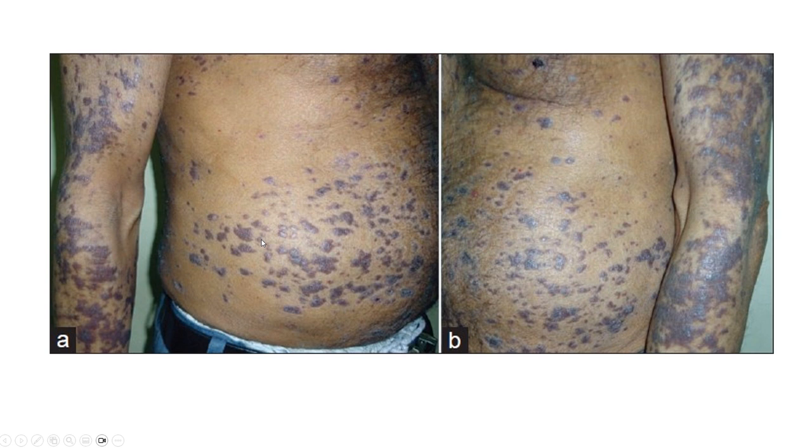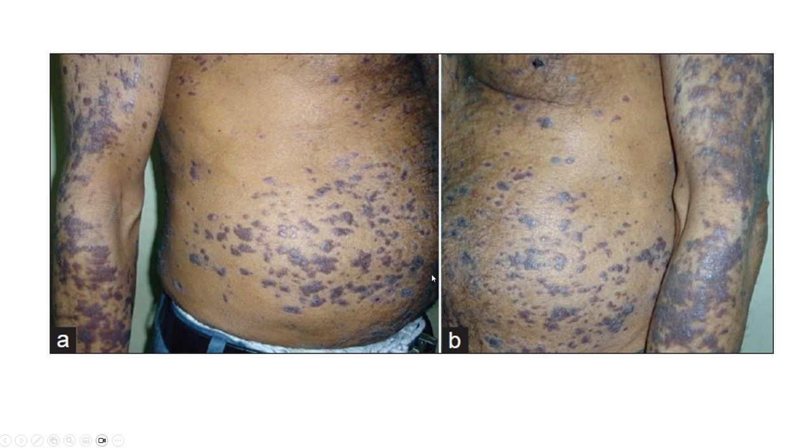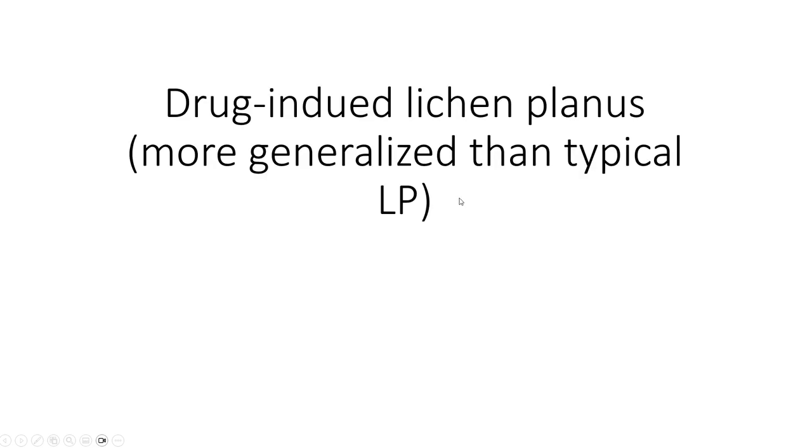I don't think that's what this is. This just looks like lichen planus again. So again, oval, scaly, purple plaques. Oh, it's drug-induced, and the point here is, it's very generalized, whereas regular idiopathic lichen planus favors the flexors, here it's really generalized, which can be a feature of drug-induced.